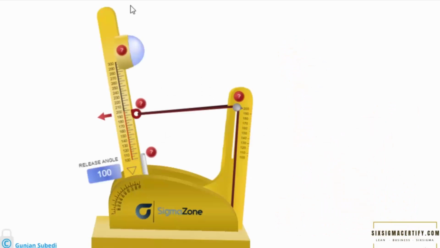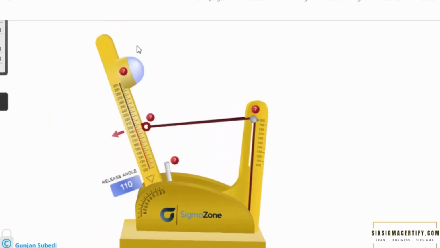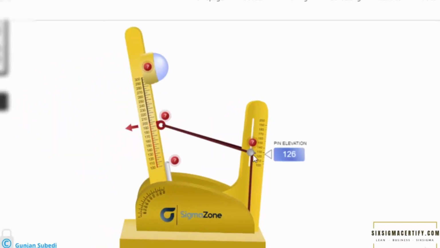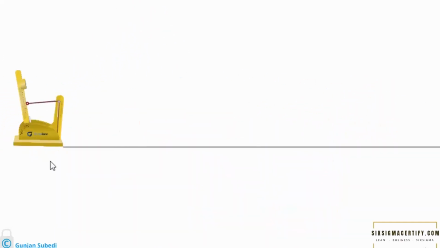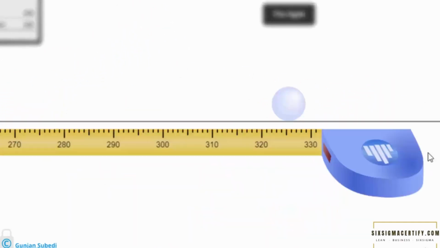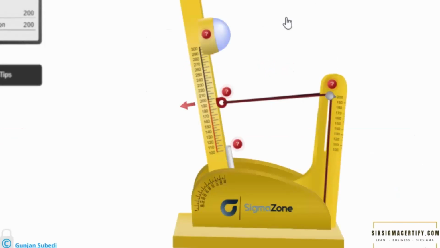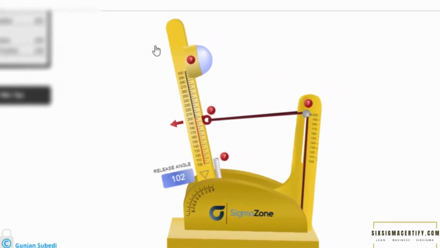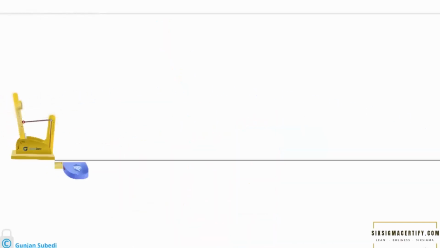Response. Here, in this experiment, we are trying to cover the optimum distance of the cannonball. This is the cannon, where we can change the position of different factors and then fire the cannon. The distance traveled by the cannonball is called response. So what is response? It is the result that we want to achieve through the design of experiments, or simply it is the output of the process. The process is operating the cannon and the output of the process is the response.